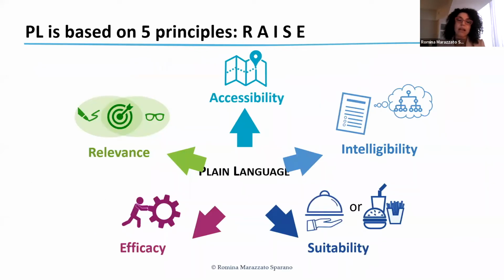So to me, I like to break it down into 5 aspects or 5 principles that I call RAISE for relevance, accessibility, intelligibility, suitability, and efficacy. And we're going to look at what these entail.